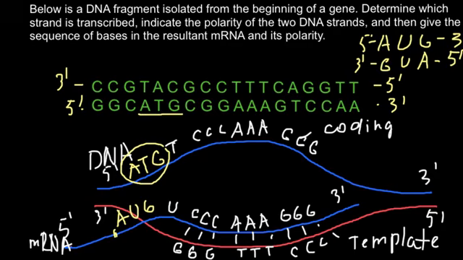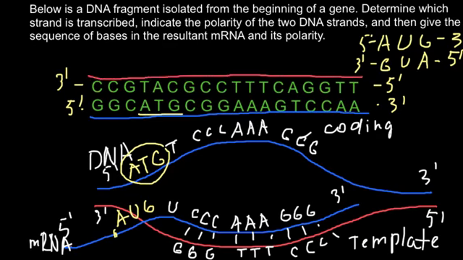Also, we can name these strands. As you see, this strand that has ATG in the 5' to 3' direction is the coding strand. And the other strand, the complementary strand, is the template strand. So this is the solution of this problem.